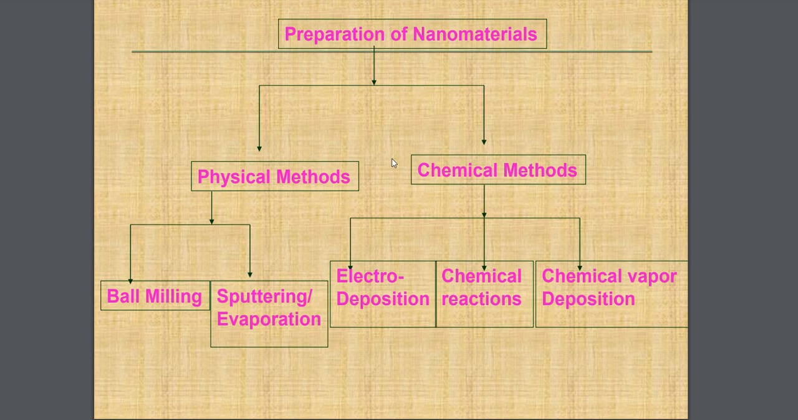Nanomaterials can be created by either physical or chemical methods. Physical methods include ball milling, sputtering, and evaporation, whereas chemical methods include electrodeposition, chemical reactions, and chemical vapor deposition.